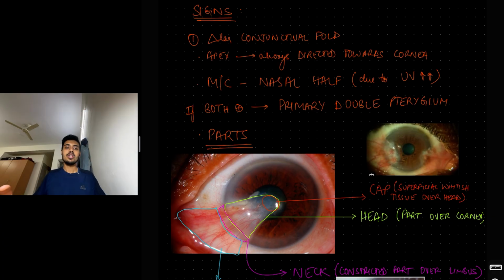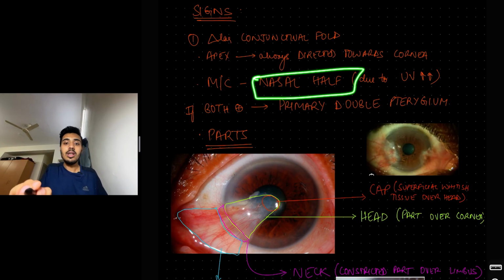UV exposure. So let's say UV rays are coming. On the temporal side, only these UV rays are hitting. But on the nasal side, the ones that are directly falling on the eye are hitting the eye, and also some UV rays hit the bridge of the nose. It reflects off the bridge of the nose and comes onto the nasal half of the eye. So that is why you have more UV exposure on the nasal half of the eye compared to the temporal half of the eye. That is why pterygium is also more common in the nasal half of the eye.